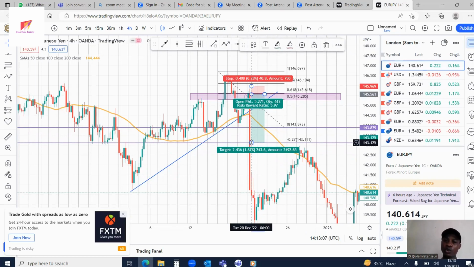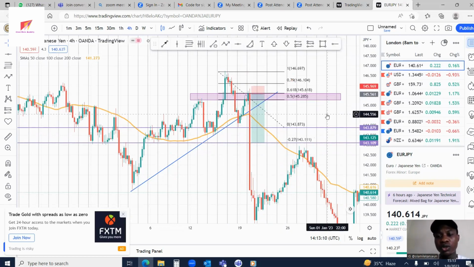Just watch out for the zone. And when you are plotting your Fibonacci, just make sure that it is in line with the 0.5 and 0.618. Let it be within that zone, because it is more profitable when the market got to between 0.5 and 0.618 before, right? So it is more profitable like that.